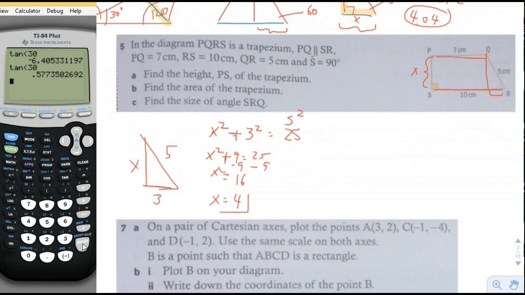Okay, so that's equal to 4. 3, 4, 5 triangle. Don't know if you remember that. So the height of PS is equal to 4. Next, find the area of the trapezium.